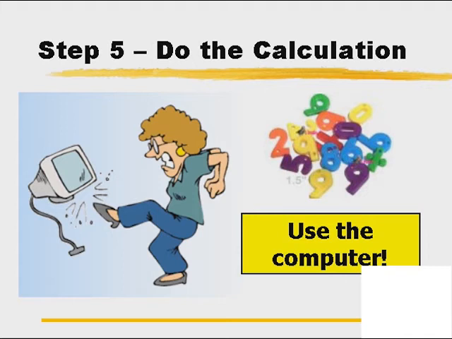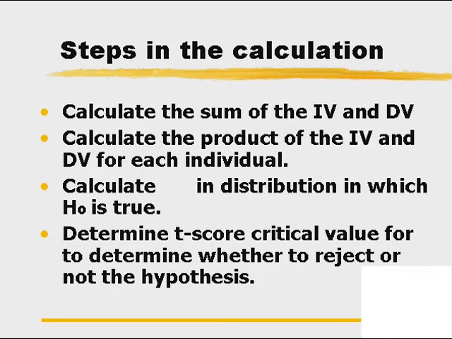But we're going to give you an example of how you might do it, not for the purposes of doing it on a test, but to show you theoretically how the idea of a correlation works. We'll do both the conceptual and the computational formulas. So, first of all, you calculate the sum of the independent variable and the dependent variable. You calculate the product of the independent variable and the dependent variable for each individual. And you determine the t-score critical value to determine whether or not to reject the null hypothesis.